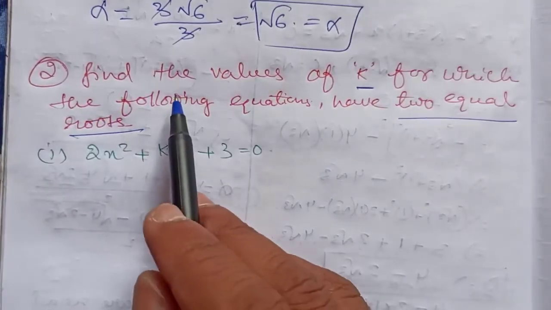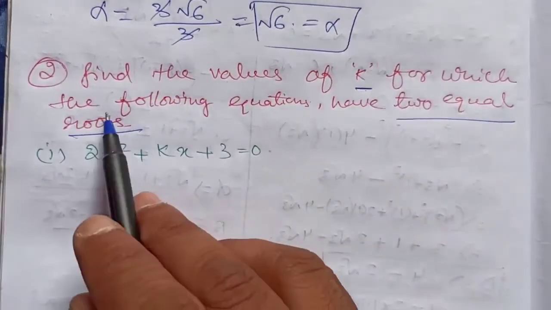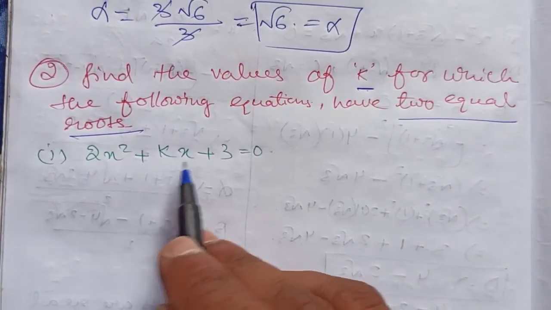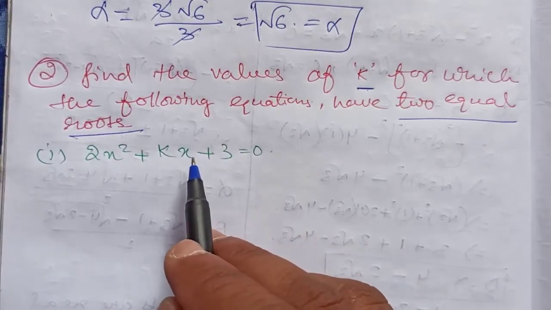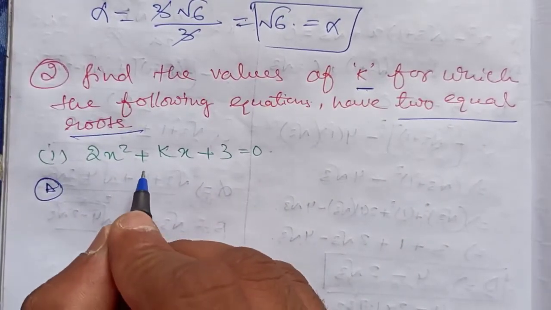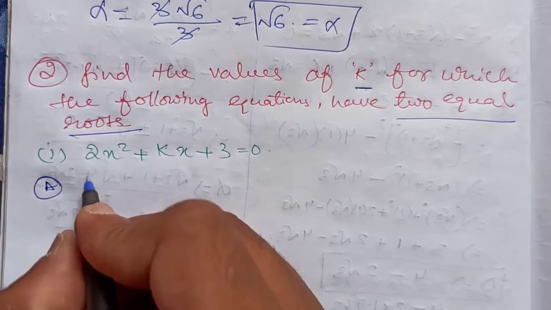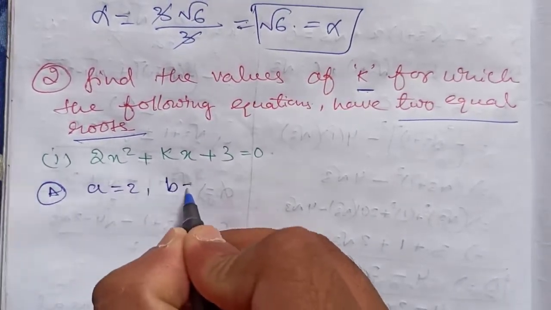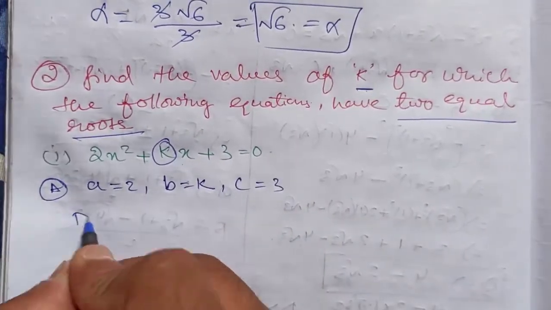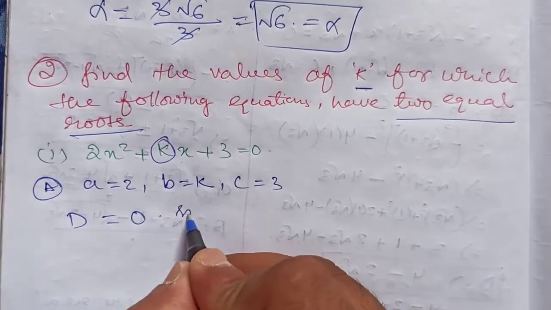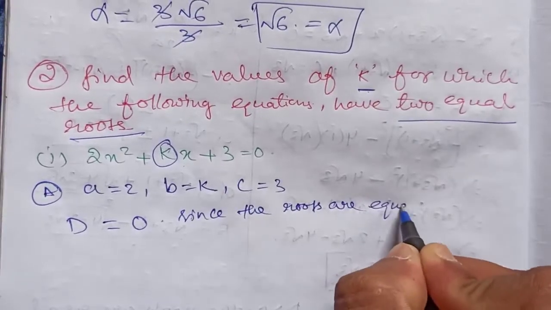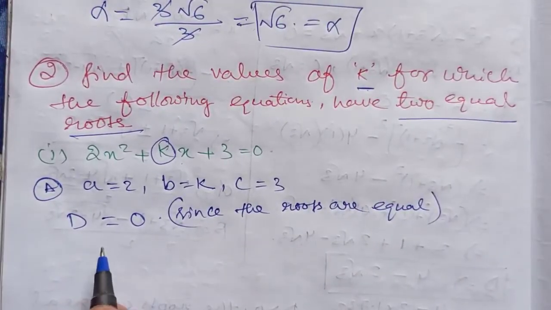Now second question. In the second question it is given, find the values of k for which the following equation has two equal roots. Okay. From here we have to find the value of k for which the roots are equal. The roots are equal means which condition we have to take? D equals 0. Correct. So here we have to take d equals 0, then only we can find out the value of k. So first of all we will write a, b is k, except x whatever is there, that is b, c is 3. Okay. D equals 0 we have to take since the roots are equal.